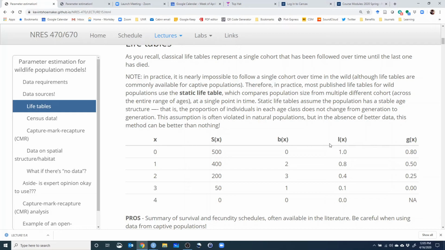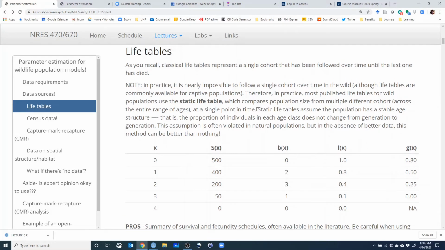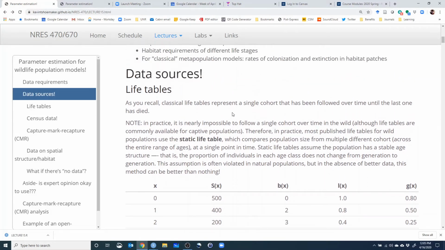There's a lot of published life tables out there for a lot of different species, and that can be a way for us to get what we need for our population model. And so some of you probably encountered that. Now, there's a very important note here.